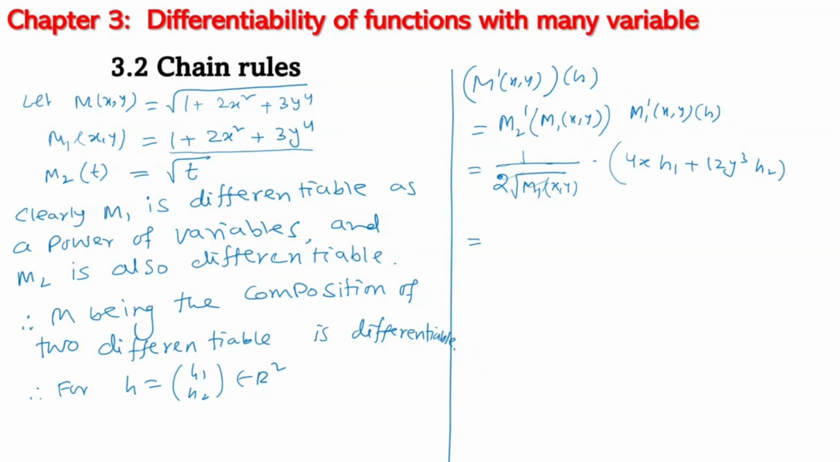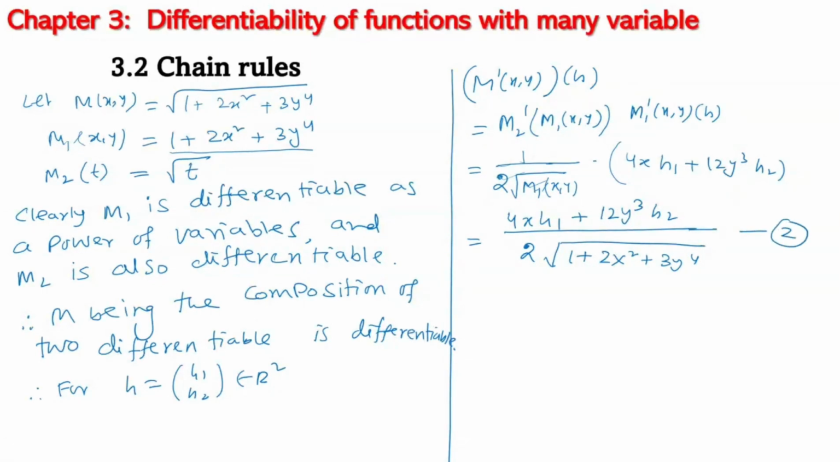Now substitute the value of m1. You will get (4x h1 plus 12 y to the power 3 h2) over 2 square root of 1 plus 2x square plus 3y to the power 4. This we can note as equation 2.